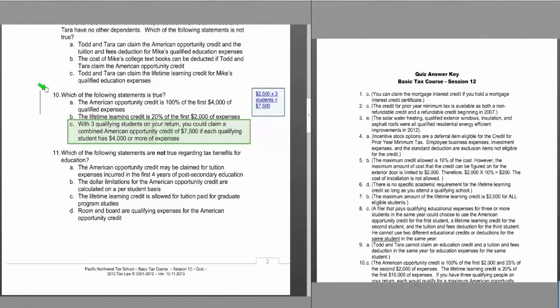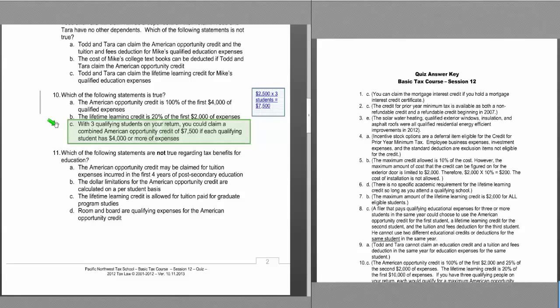Moving on to number 10, which of the following statements is true? A, the American Opportunity Credit is 100% of the first $4,000 of qualifying expenses. B, the Lifetime Learning Credit is 20% of the first $2,000 of expenses. Or C, with three qualifying students on your return, you could claim a combined American Opportunity Credit of $7,500 if each qualifying student has $4,000 or more of expenses. Interestingly, this is a frequently missed question. And the reason is, I think a lot of students really have a hard time conceiving that a client could really get a $7,500 tax credit on their return.